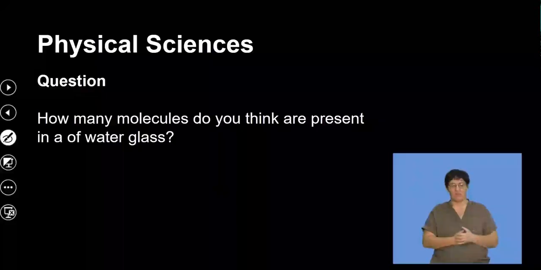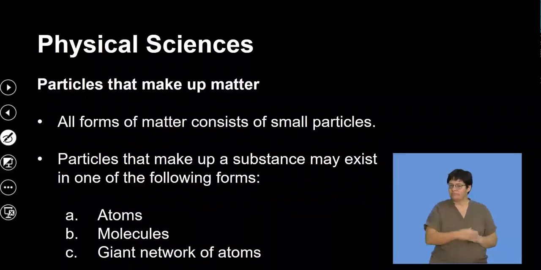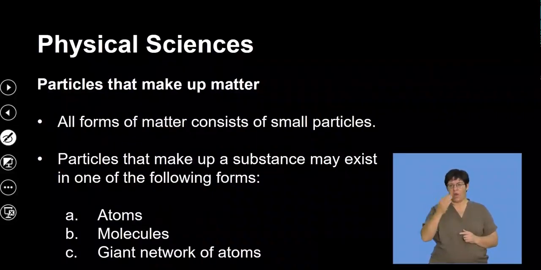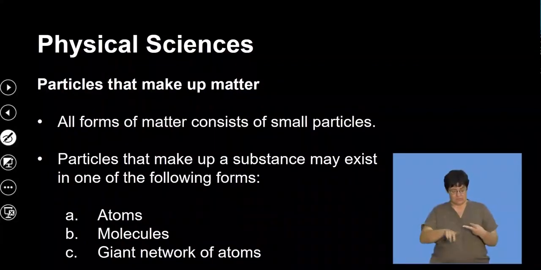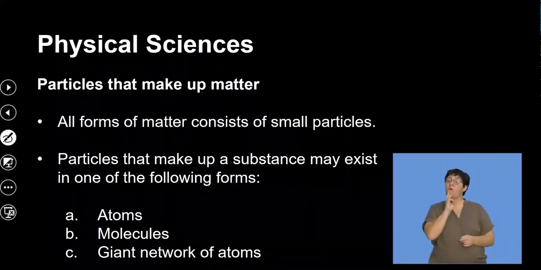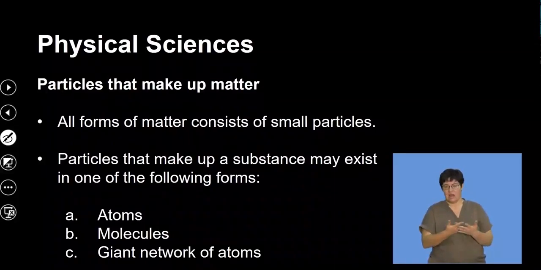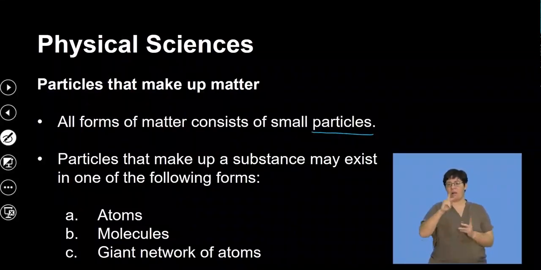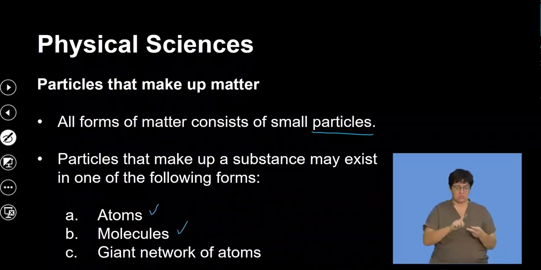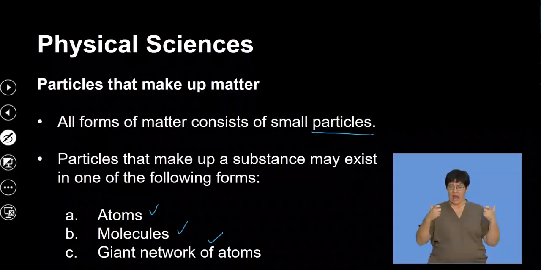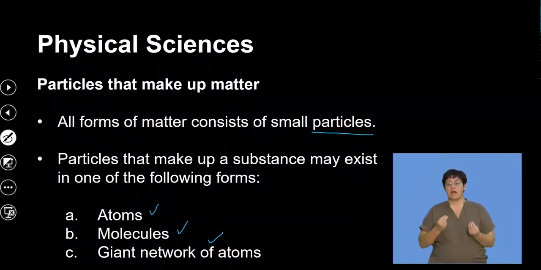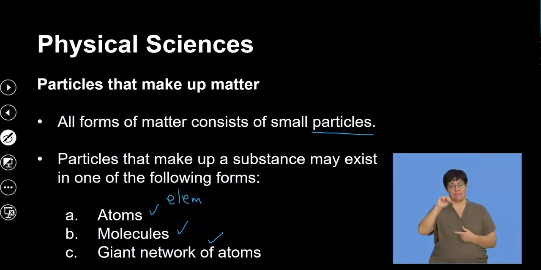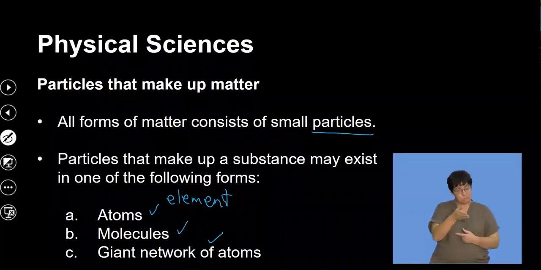We know that particles that make up matter exist in different forms: a solid, a liquid, or a gas. For the purpose of this discussion, we made reference to water as a sample of substance. All forms of matter consist of small particles. These particles can be atoms, molecules, or a giant network of atoms, which is actually ionic compounds. Atoms make up elements. An element would definitely consist of atoms of the same kind.